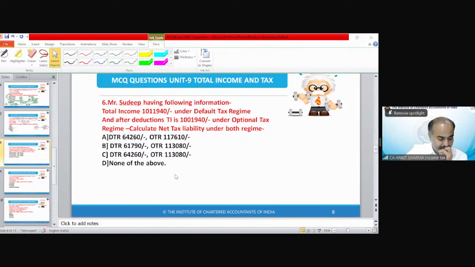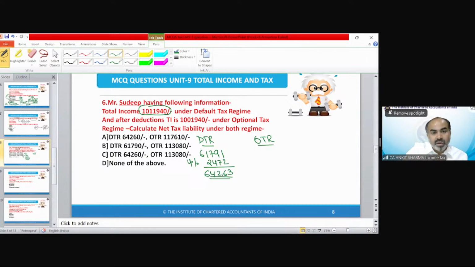Let me help you in this. So as per default tax regime and as per optional tax regime. The tax on 10 lakh 11,940 under default tax regime would come to 61,791. Up to 3 lakh, it should be 0. Next 3 lakh, it's 5%. Then the next 3 lakh, it's 10%. And for the balance it's 15%. There would not be any rebate. There would not be any surcharge. So if surcharge and rebate are not applicable, then we need to apply cess directly. 4% is 2,472. So my tax would be 64,263.